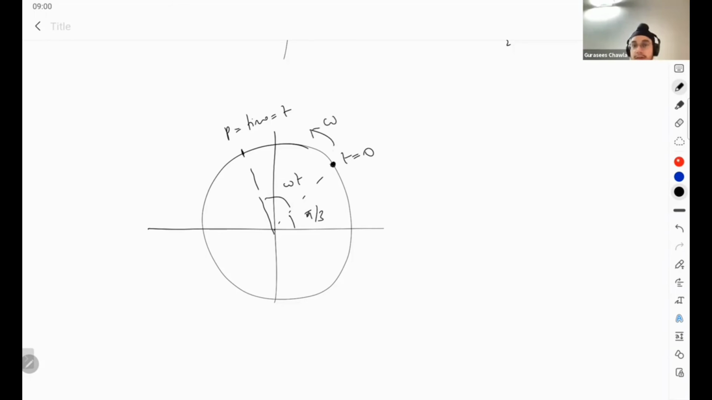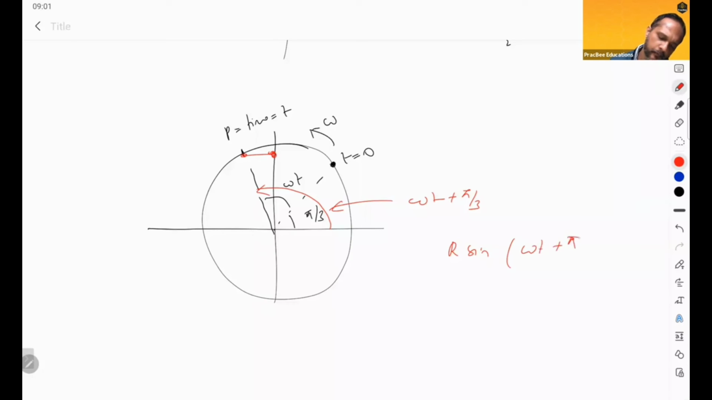So the angle from the beginning is omega t plus π/3. That means the projection will be r sin(omega t plus π/3). Got it, Purashish? Yes, sir. Because pi minus (omega t plus π/3) is omega t plus π/3. So this is like y is equal to this, the equation of SHM.